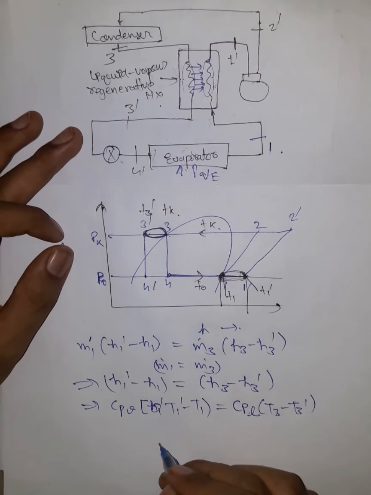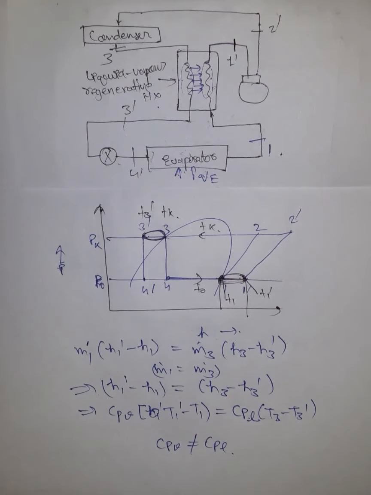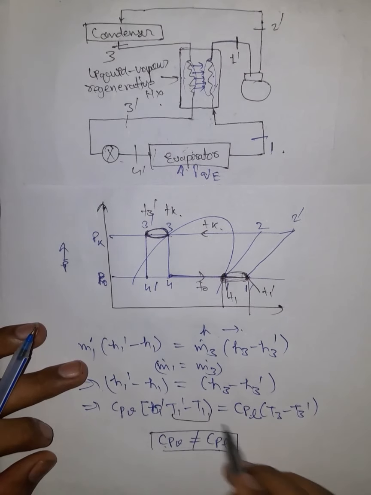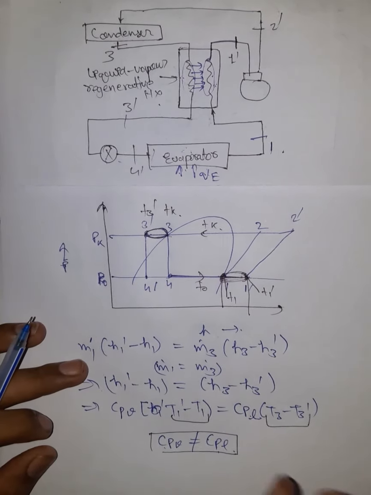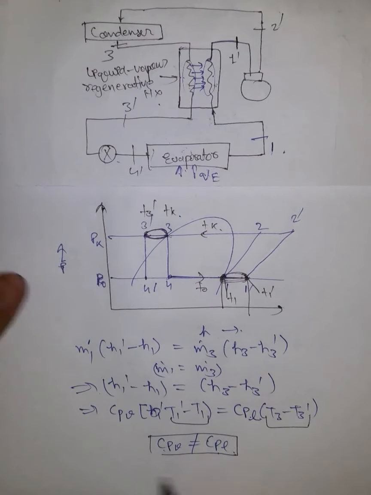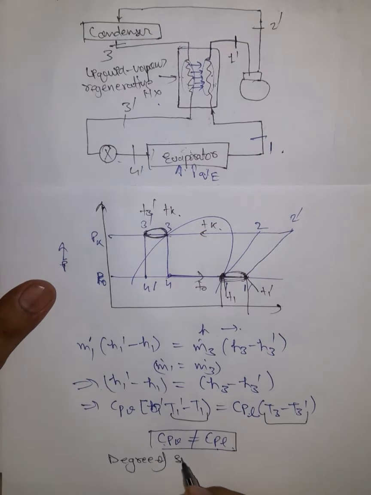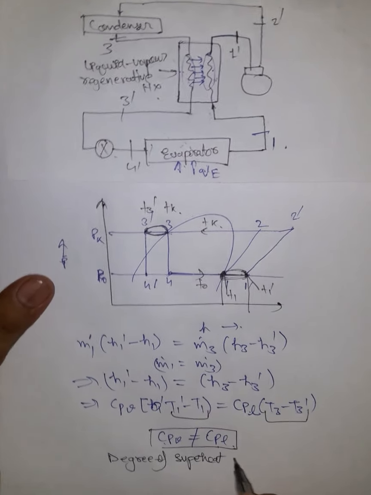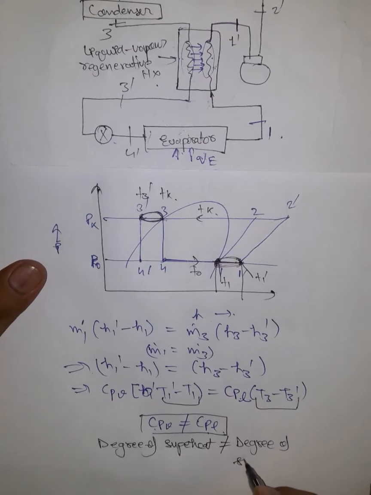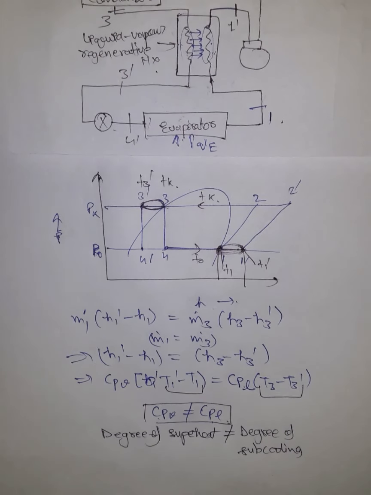Now a point to be noted here is that Cp vapor is not equal to Cp liquid. These are different specific heats. Since these two are different, that means the degree of subcooling and the degree of superheat are different. That means the increase in temperature over here and the decrease in temperature over here are going to be different. Okay, so the degree of superheat is not equal to the degree of subcooling. This is the inference that is drawn from here.